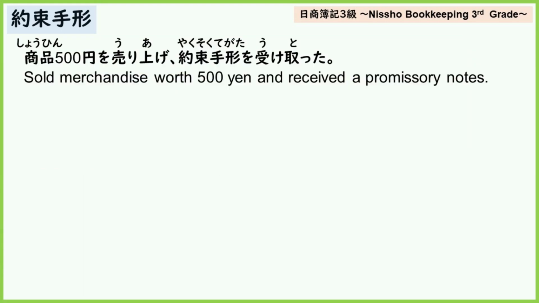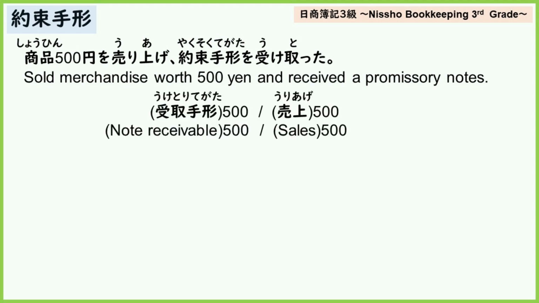First, let's examine the journal entry for when a promissory note is received. Sold merchandise worth 500 yen and received a promissory note. The journal entry is as follows. Debit, note receivable 500. Credit, sales 500. When you receive a promissory note, you gain the right to receive the payment later. This right is accounted for as an asset under note receivable.